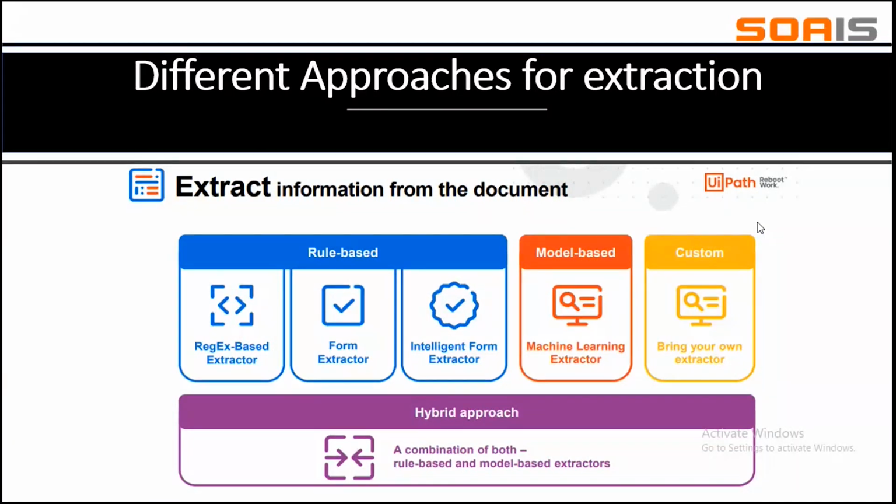The next one is model-based extraction. It is mainly used for unstructured or semi-structured types of documents. UiPath provides you with different template ML models, which you can use or modify as per your business needs. For example, let's take an invoice model presented by UiPath. You can utilize the invoice ML model that is being provided, and you can modify it according to your needs.